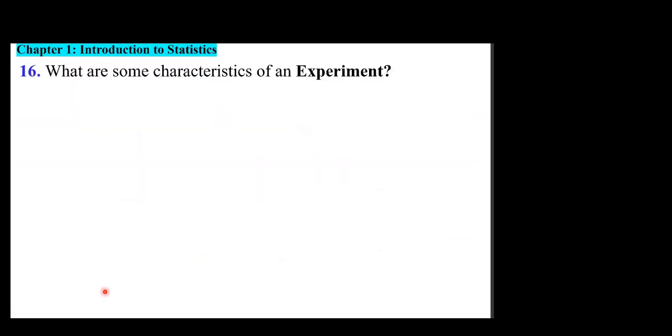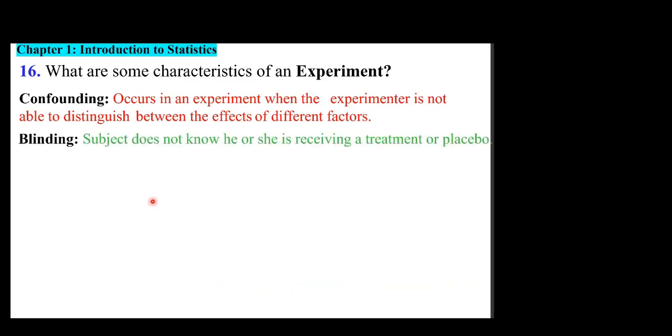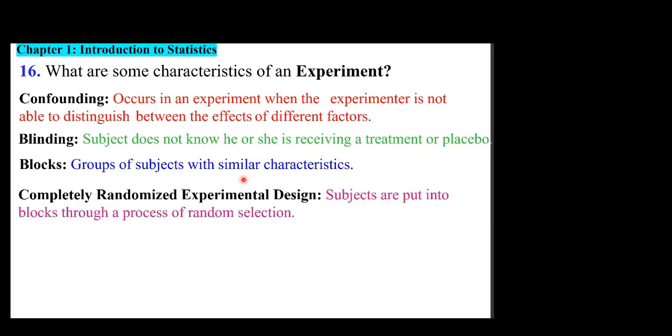What are some characteristics of an experiment? Confounding. It occurs in an experiment when the experimenter is not able to distinguish between the effects of different factors. Blinding. Subject does not know he or she is receiving a treatment or placebo. Placebo is like a sugar pill. Blocks. Groups of subjects with similar characteristics are called blocks. Completely randomized experimental design. Subjects are put into blocks through a process of random selection.